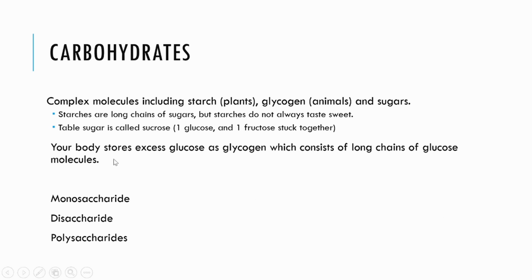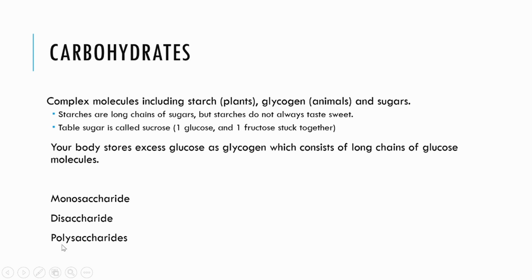We have the ability to store this glucose, to store these carbohydrates away for later. This is one of the reasons why we don't need to constantly eat, because we have the capability of storing these things for later use. We can store them as glycogen, which is a complex carbohydrate, which has these long chains of glucose molecules all stuck together.